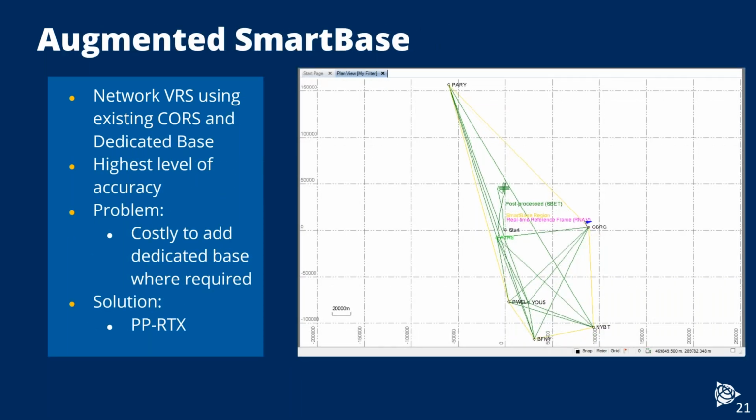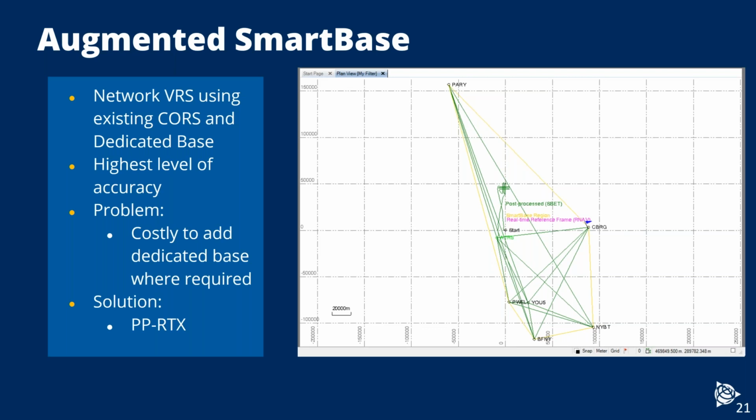Okay, so here we have an augmented smart base solution. This is simply a combination of our original single base station at the airport plus our smart base network. But now since we have such a dense network of base stations, we can actually expect the highest level of accuracy. However, it would normally be very impractical to always have to determine an optimal network and set up our base station to create that network in the field for every project. So our final and most practical solution to counteract that is to generate a PP-RTX solution.